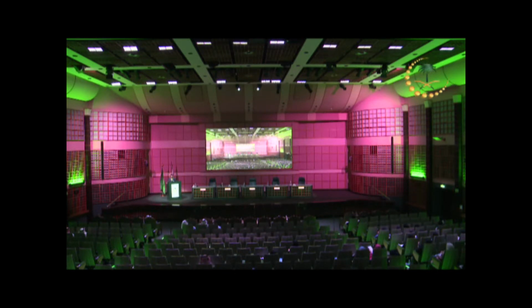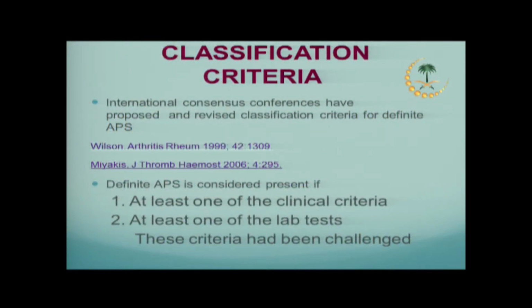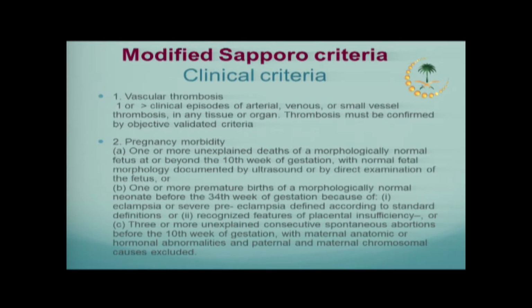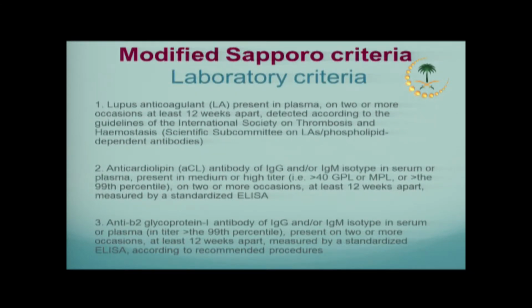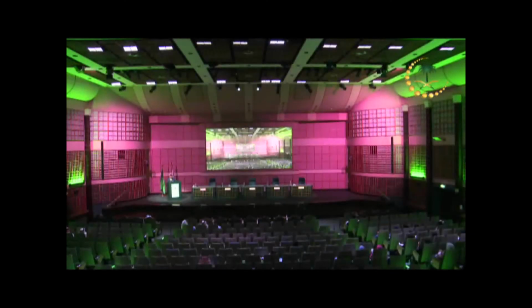Classification, as you all know, has gone through various revisions. The first classification was published in Arthritis and Rheumatology in 1999, which was the Sapporo criteria in Japan. And then in Sydney in 2006, this was revised, with some more modification for the clinical definitions as well as for the laboratory definitions, including more precise estimation of the antibodies level, and an increase in the interval between the revisiting or retesting of these patients to avoid the false positive increase in these antibodies during the acute phase period.